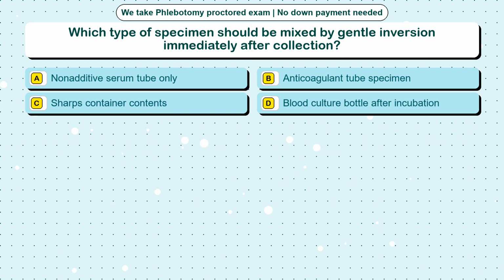Question 16. Which type of specimen should be mixed by gentle inversion immediately after collection? Option A, non-additive serum tube only. Option B, anticoagulant tube specimen. Option C, Sharps container contents. Option D, a blood culture bottle after incubation.